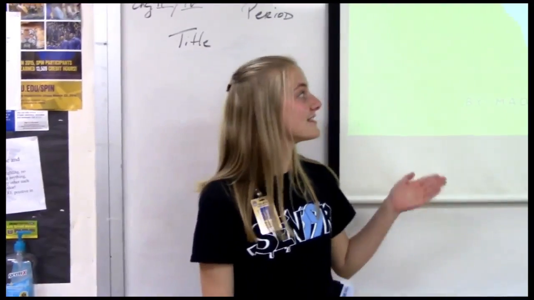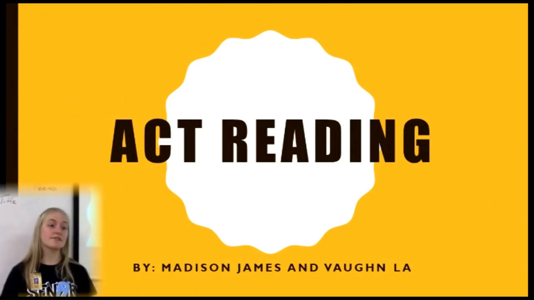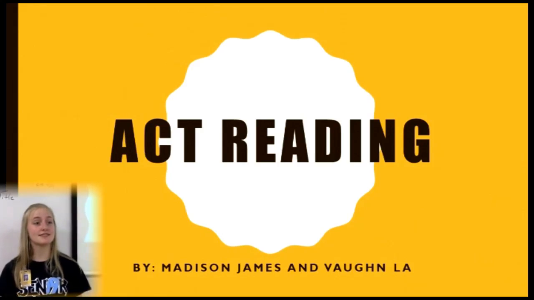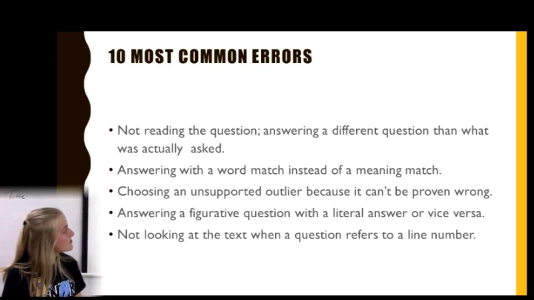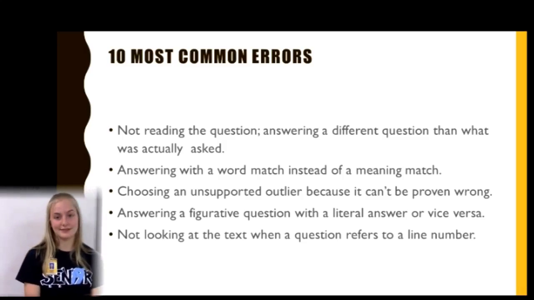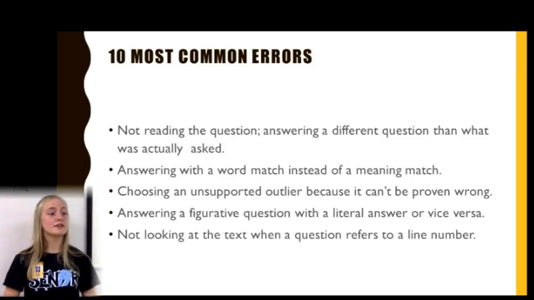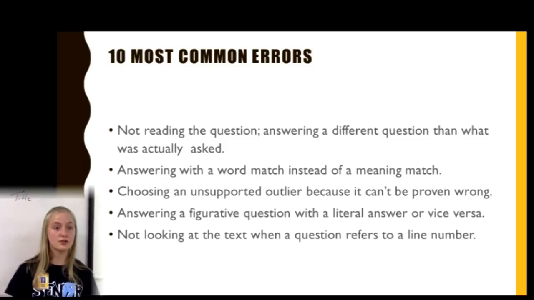We created an ACT reading PowerPoint to try and help you guys get a better score on the ACT. This first slide is going to be 5 of the 10 most common errors that students tend to make on the ACT reading section. The first one is not reading the question, answering a different question than what is actually being asked. So make sure you carefully read each question so you can clearly understand what you're looking for.